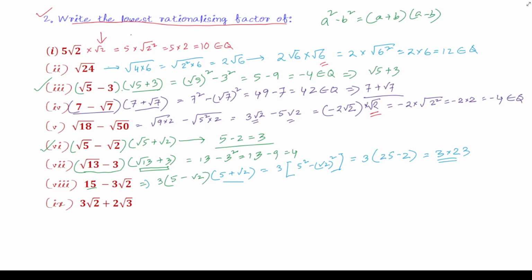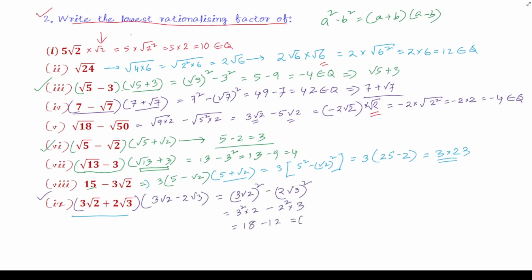5 plus root 2. Okay, number 9 is 3 root 2 plus 2 root 3. Here we have to multiply this by 3 root 2 minus 2 root 3, and this is equal to 6, and this is a rational number. So the lowest rationalizing factor is 3 root 2 minus 2 root 3.